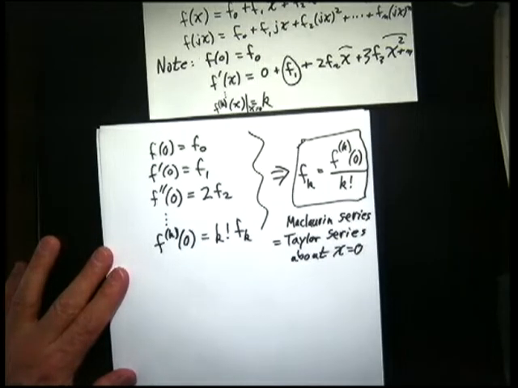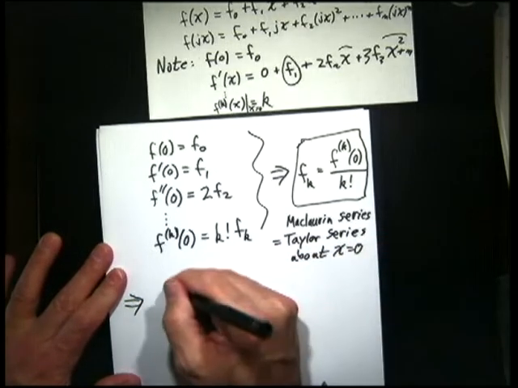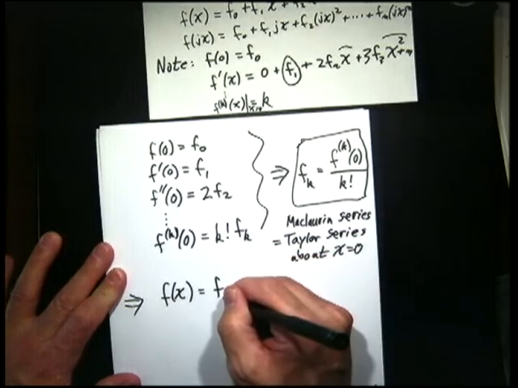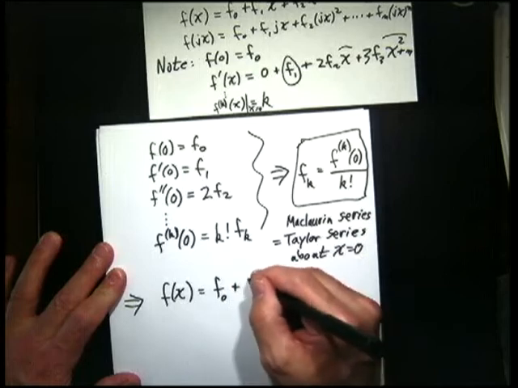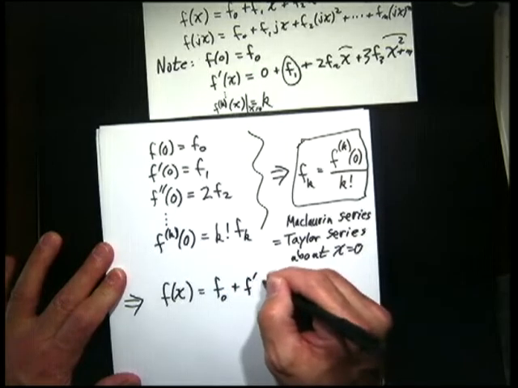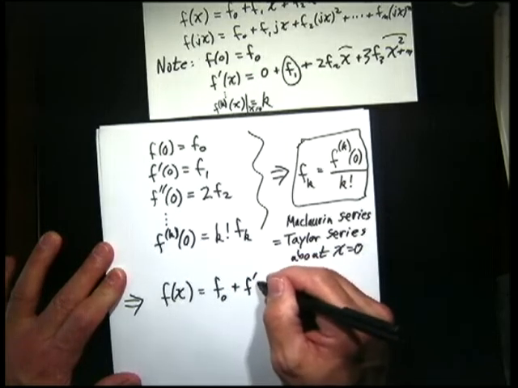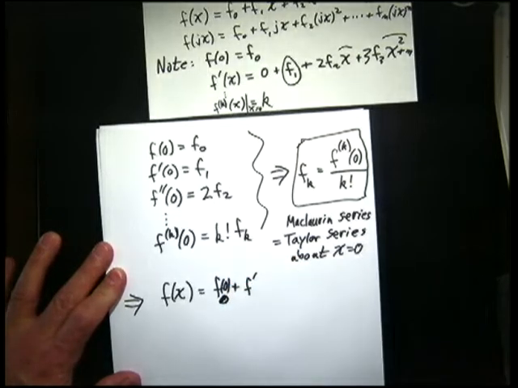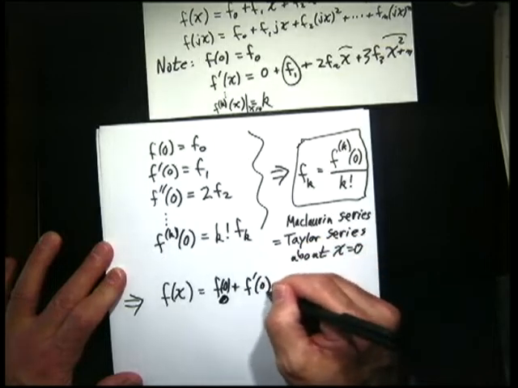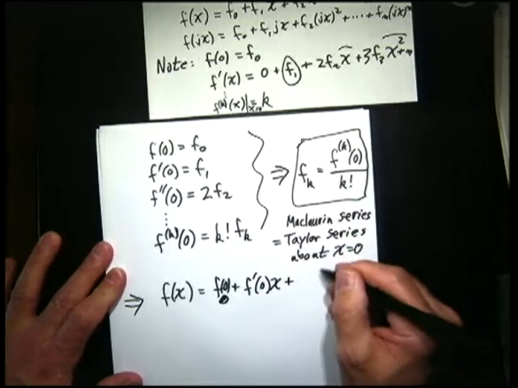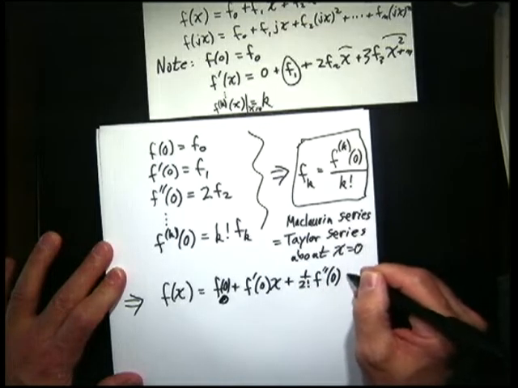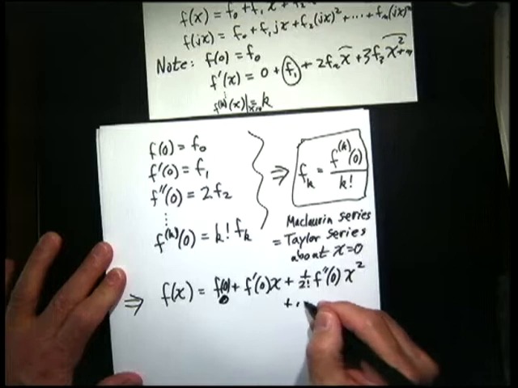Okay, so now we have an expression for our general continuous differentiable function. f of x can be expressed as f0, the constant term, plus... actually, we just solved for f0 as f of 0. And then it's f prime of 0 times x plus 1 over 2 factorial f double prime of 0 times x squared, and so on.